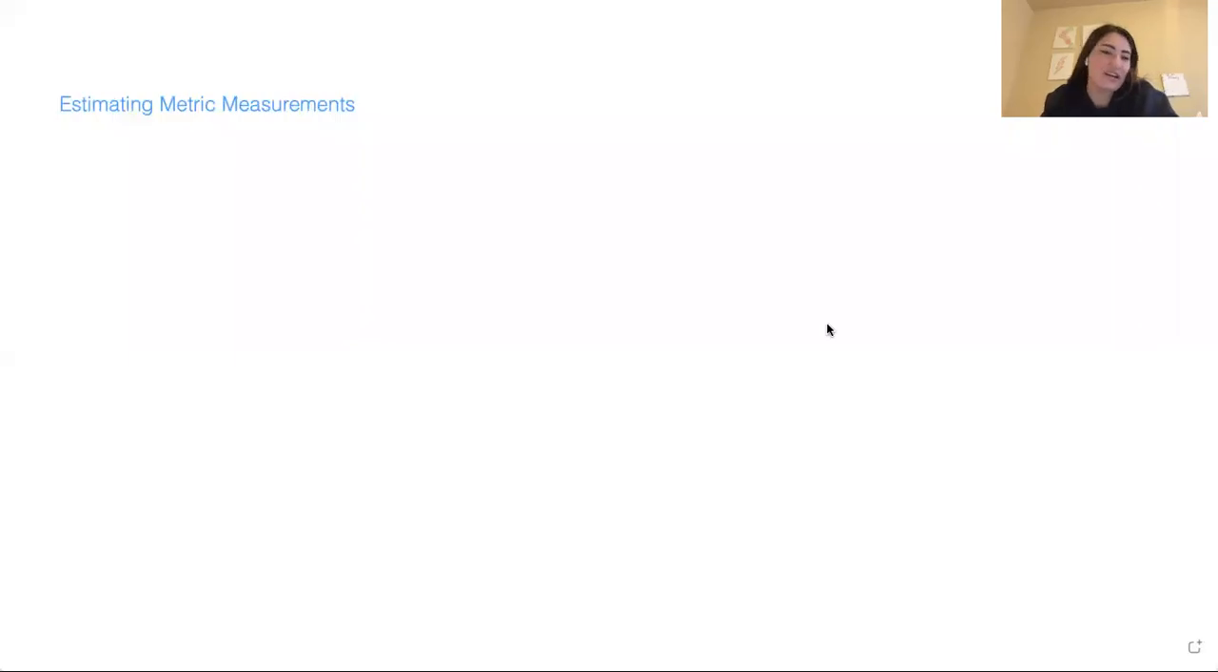Hi guys, today we're going to go over estimating metric measurements. So first off, we're going to look at the metric system in general. I know in America we don't really use the metric system, but everywhere else across the world does, so it's good to know. So let's start out with a little way to remember the different prefixes.